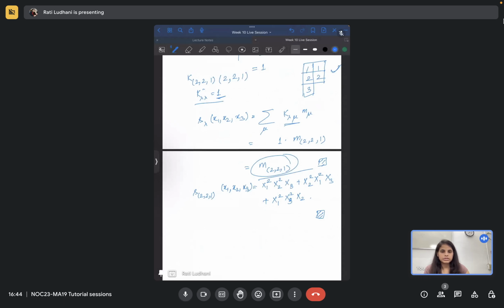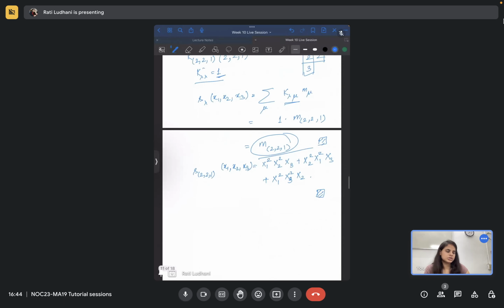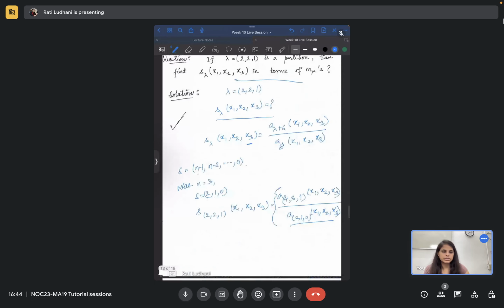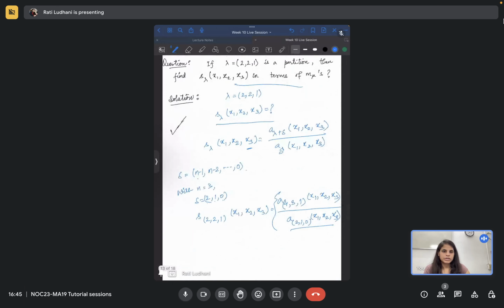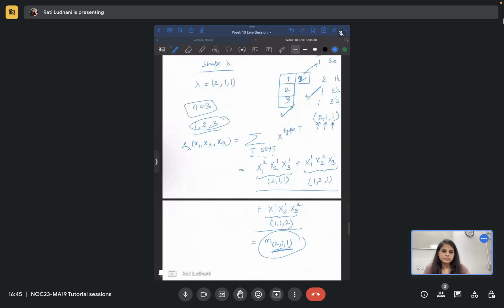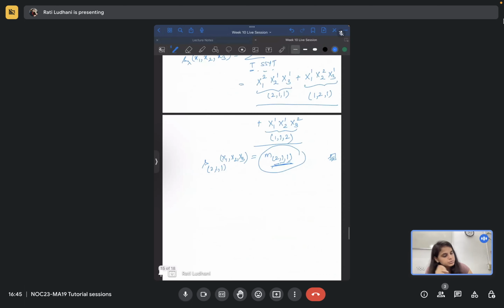So is that clear? This is a theorem and corollary in the lecture notes, so these are related directly. Is that clear how we are calculating the Schur polynomial? This is the Schur polynomial corresponding to 2 1 1. Is that clear? Yes, ma'am. Okay, great. Let's move to the next part.